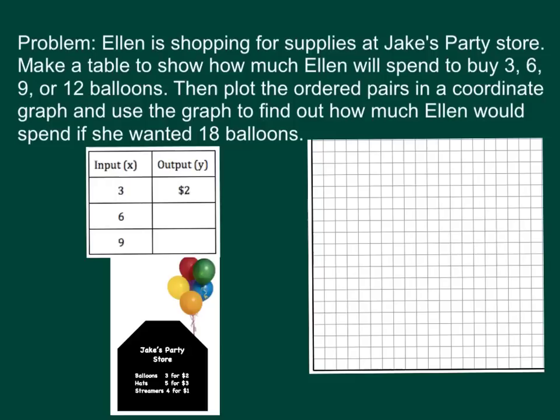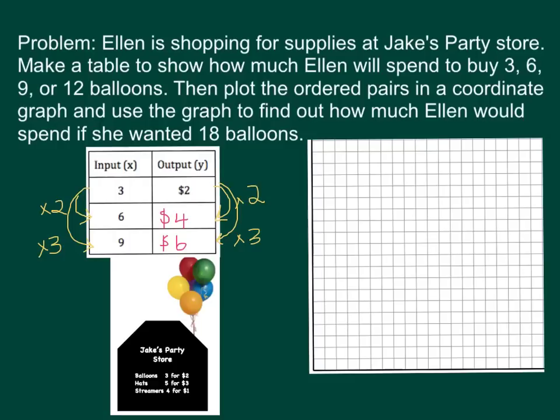Now let's see. If we want the 3 to turn into 6 here, that means we will multiply it by 2. So on the other side, we will also multiply by 2. So 2 times 2 is 4. Now let's look at 9. To go from 3 to 9, we multiplied by 3. So we will do that for the output values. 2 times 3 is 6. Now we are ready to go ahead and graph this.